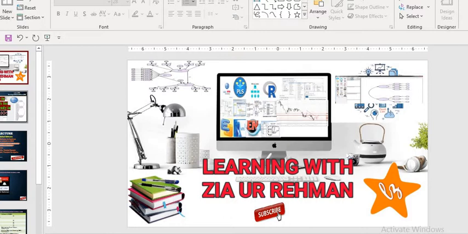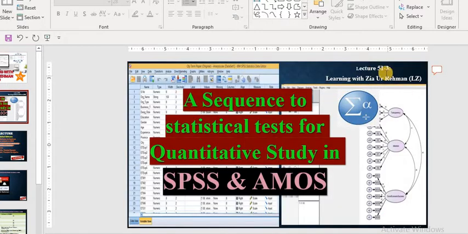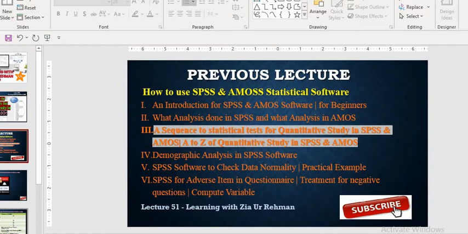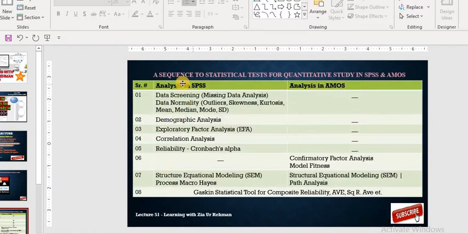Scholars, today we have lecture number 51, and it's part 3. Today's lecture is about a case study for the sequence of statistical tests in quantitative studies by using PLS and MOS software. In the previous lecture, scholars, we showed you this table of which types of tests you need to perform in SPSS and which tests you need to perform in MOS software.